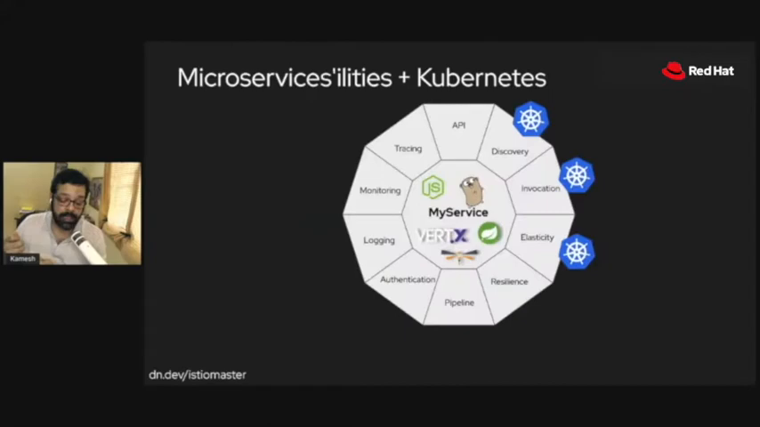But how do these platforms complement your microservice abilities, right? If you see, by default, Kubernetes gives you the discovery mechanism, API, and invocation. So I don't need a separate library like Netflix OSS to sit inside my infrastructure to do all these things, which I was doing earlier, right?